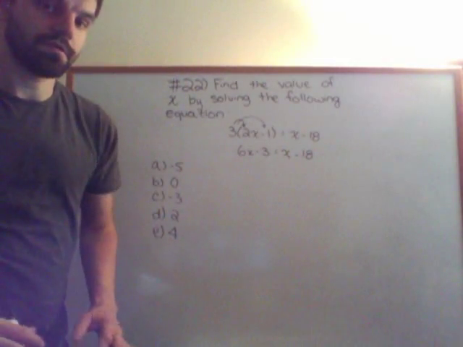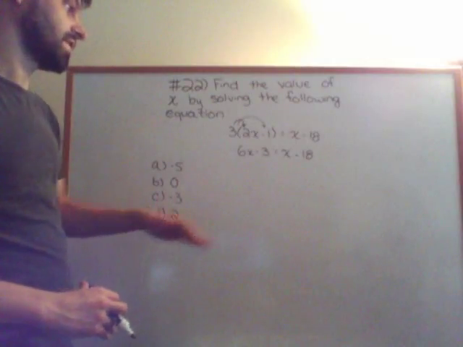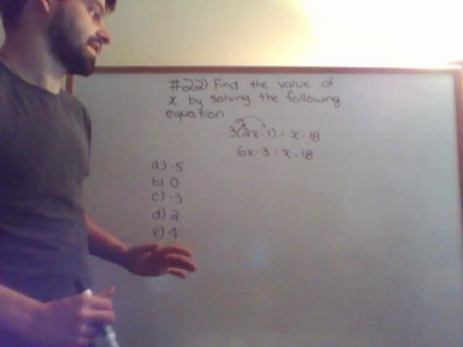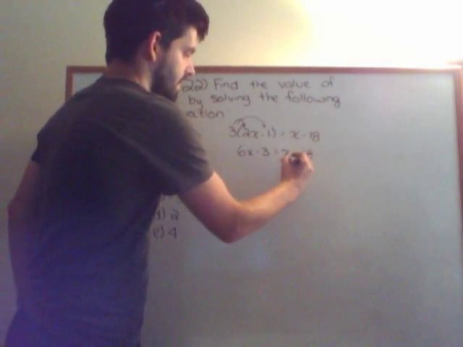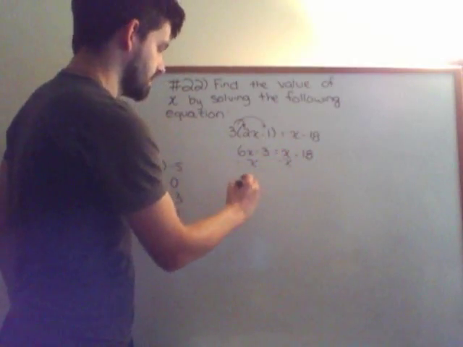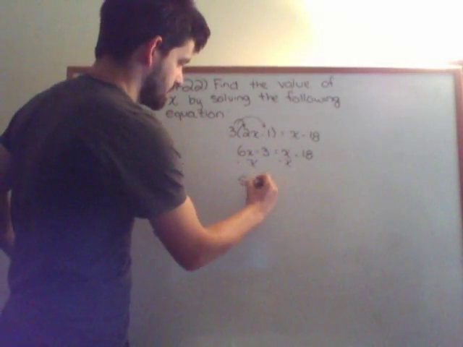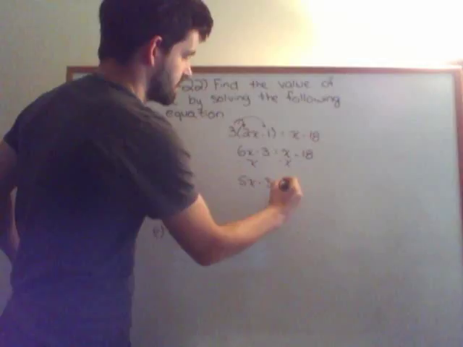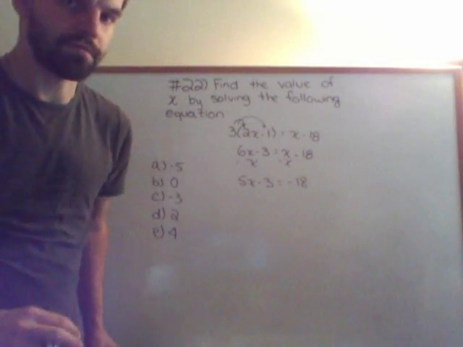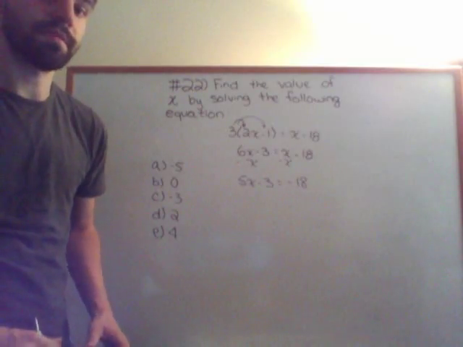Now we're going to go ahead and do the isolation of the variable. So we're going to get x on the same side, so it's all on one side. So we're going to go ahead and subtract x on both sides of the equal sign, and we're going to get 5x minus 3 is equal to negative 18. This is where you want to be a little careful because you're starting to get involved with some negative values.